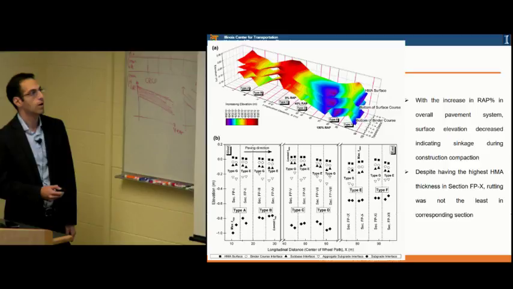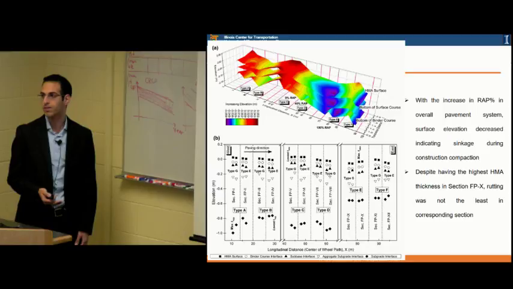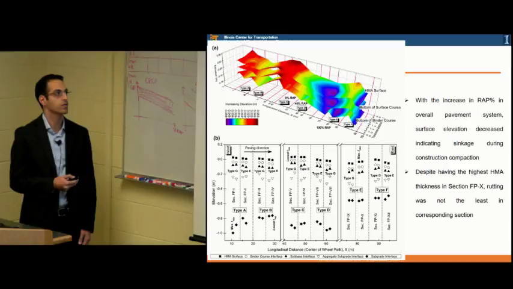So the conclusion from here is that as the wrap percentage increases in the pavement, the surface elevation decreased, indicating that there was sinkage during the construction operation. What the research team suspects is that with the increase in wrap in those sections and the high load from the paver, the wrap was consolidating and sinking, which resulted in higher thicknesses of the HMA in those locations.